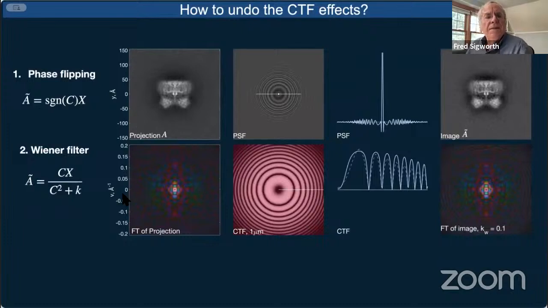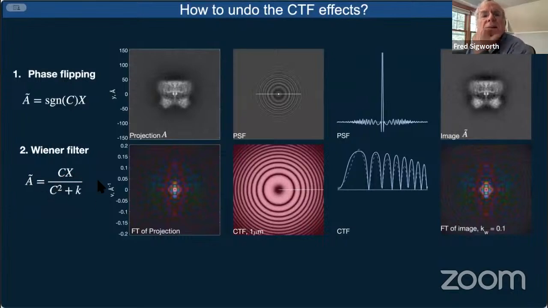Then there's a fancier way to do it, and that is called the Wiener filter. So remember, what we'd like to do is to do x divided by c, and that won't work. So Norbert Wiener said, what you can do is you can do c times x divided by c squared, and you can add in a constant, a regularization constant that keeps things from blowing up. So you pick this so-called Wiener constant, and then you compute this thing.